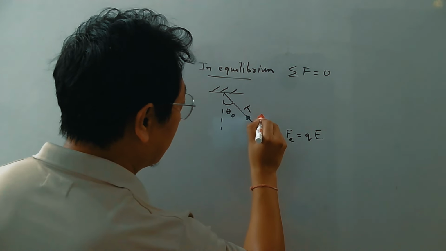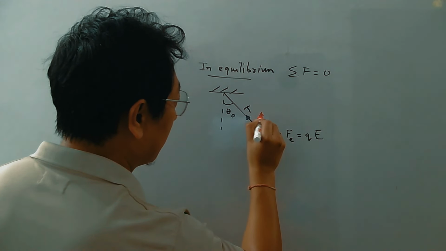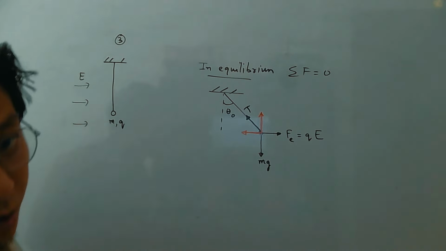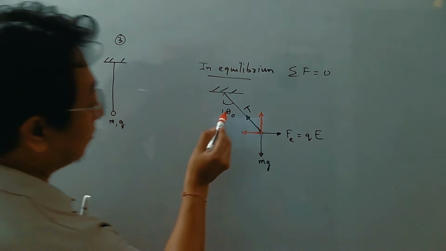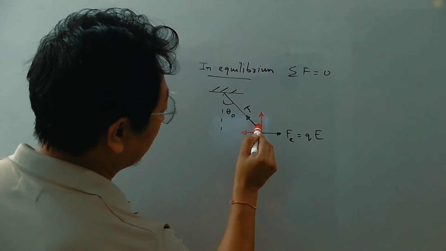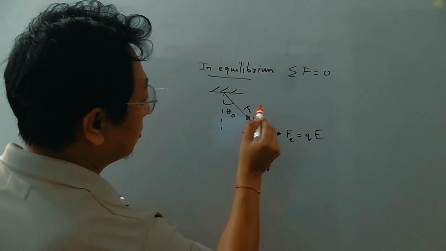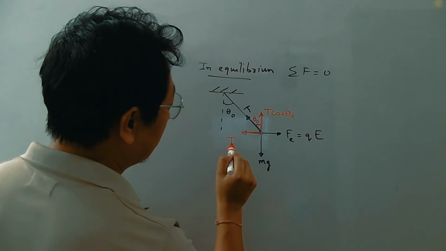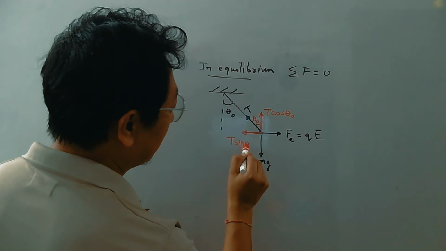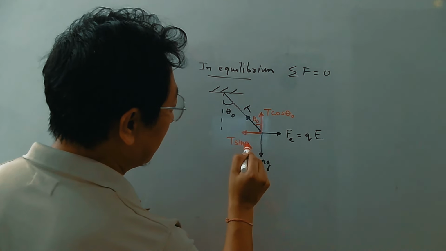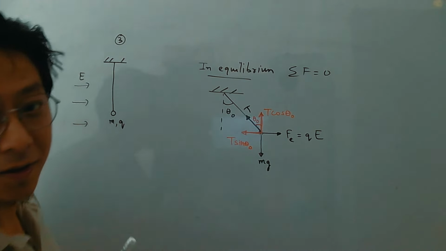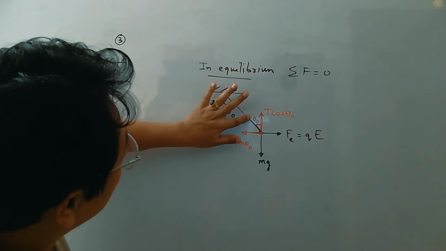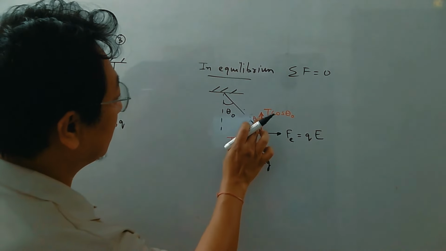So one component of tension will be here and one component will be here. To know which is cos or sine, we need the angle. Well, if this is theta naught, this angle is also theta naught. So this component of tension will be T cos theta naught, and this will be T sine theta naught. Once you have taken components, you can forget about this T now, isn't it?